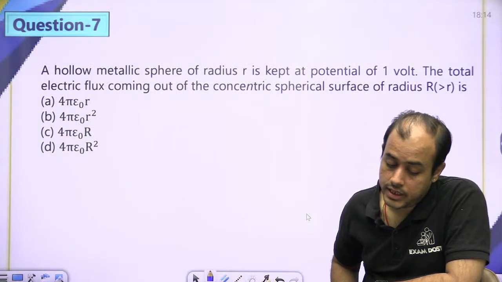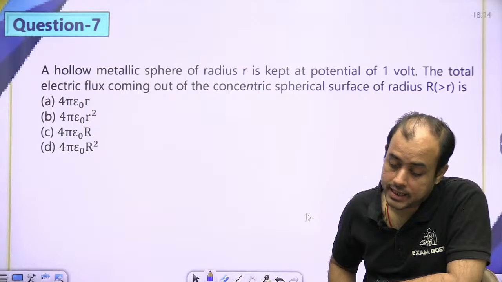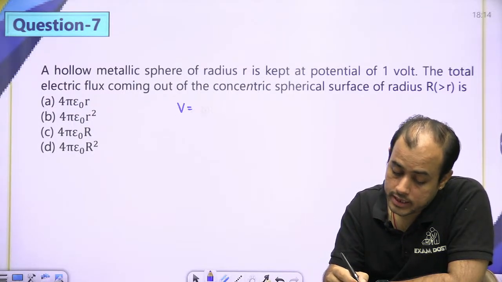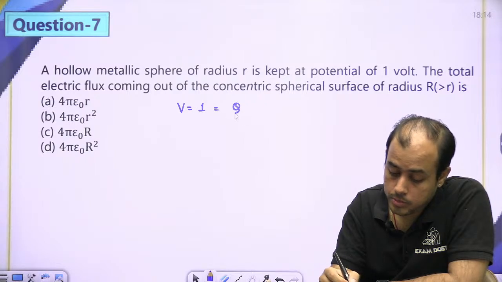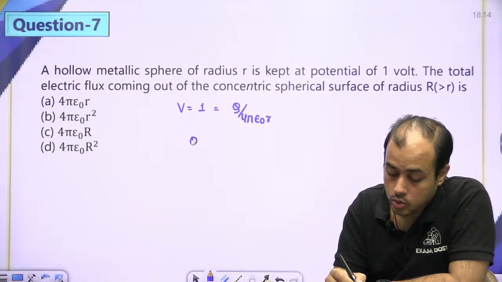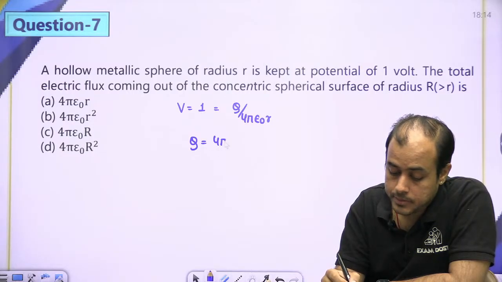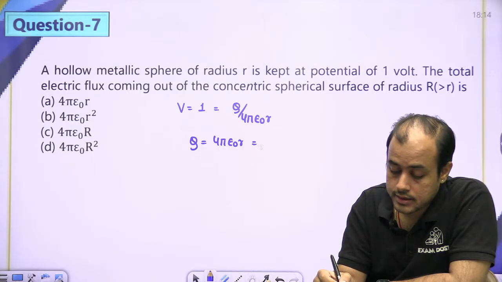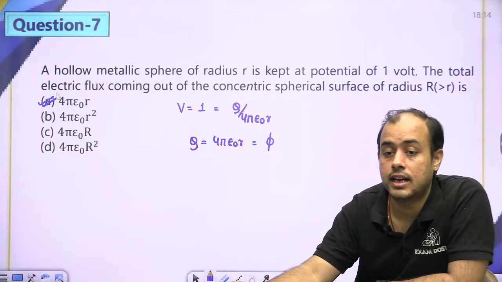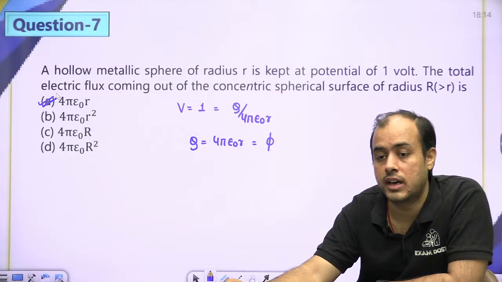Hollow metallic sphere of radius r is kept at 1 volt. What is the flux? Now beta, potential is 1 which is Q by 4 pi epsilon naught R. So Q will be 4 pi epsilon naught R, which is equal to flux. Gauss law says the total charge is equal to flux.